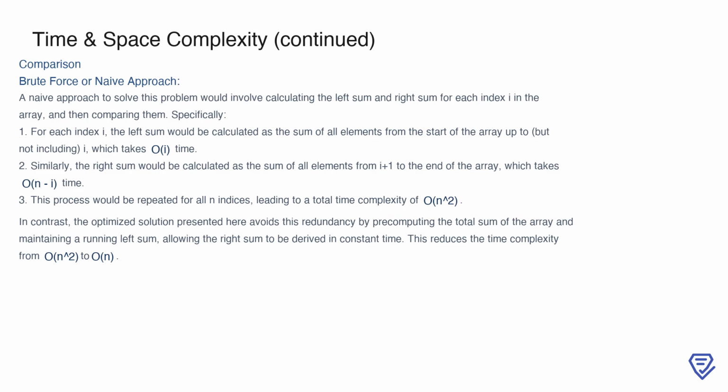In contrast, the optimized solution avoids the need to recalculate sums repeatedly by pre-computing the total sum of the array and maintaining a running left sum. This allows the right sum to be derived in constant time, reducing the time complexity from O(n squared) to O(n).